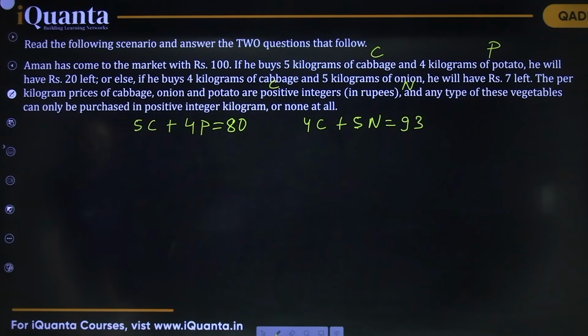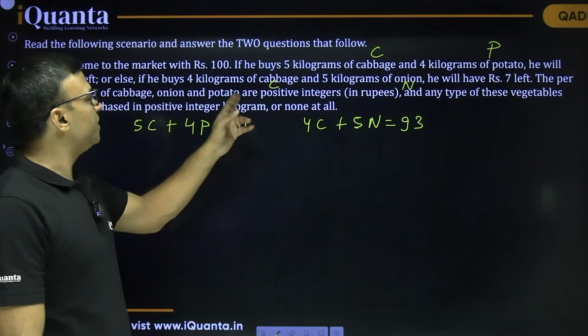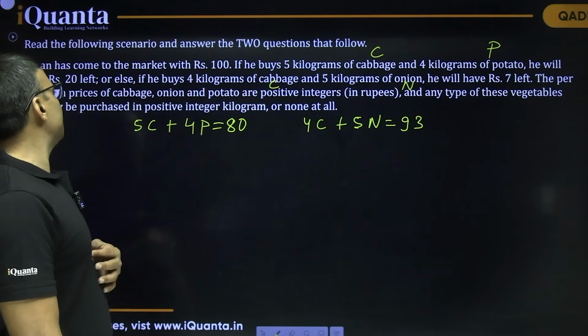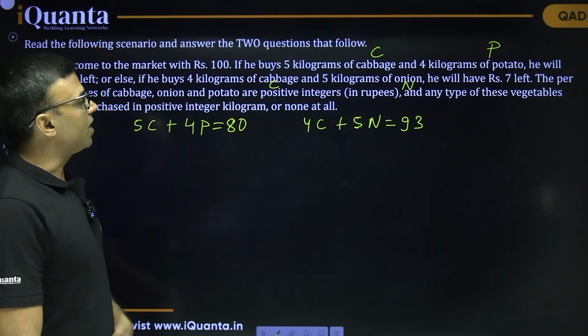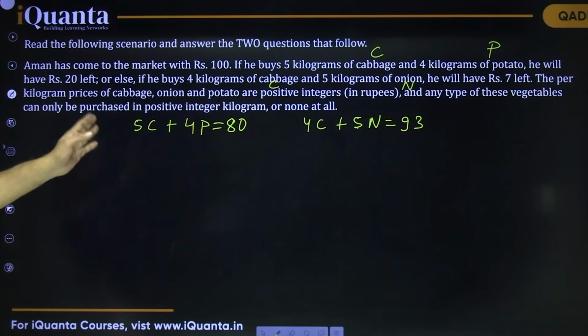One thing that we know is that the price of each one of them has to be an integer in rupees, that is given. And any type of these vegetables can be purchased in positive integer kilograms or none at all. Oh, so we can have 0 also. Okay, fantastic. So let's find the solutions first.